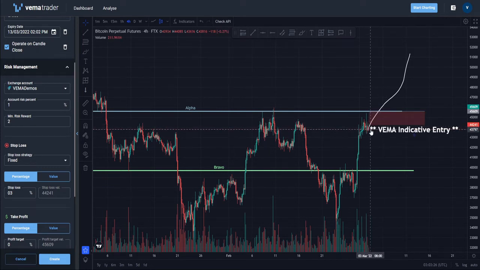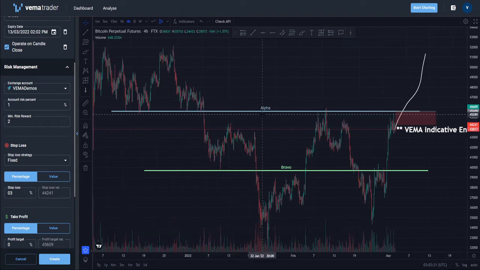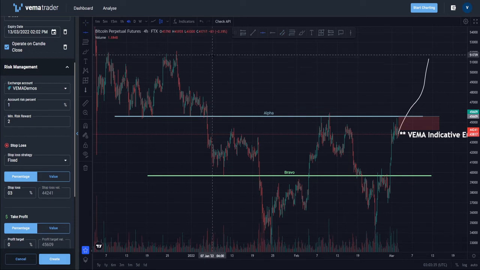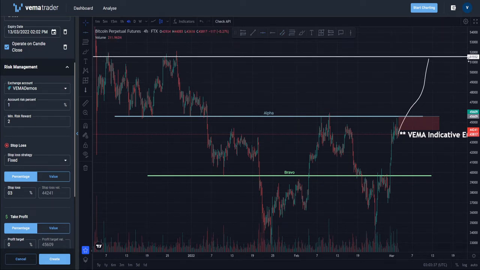But until that's there, there's no way of me knowing what value I want to be using for my stop, so I would rather use the 3%. My take profit, I'm going to target this level. In fact, let's stick to support and resistance. I'm going to target 51552.